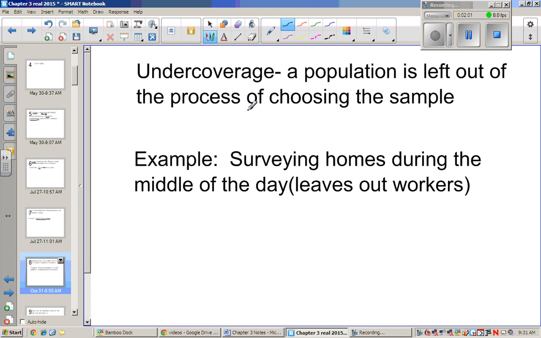Now, undercoverage is a big problem where a population is left out of the process in choosing a sample. One example would be surveying homes during the middle of the day, and that leaves out people who are working during the day. You might have the same problem when you survey homes at night. You're going to leave out people who work at night. Or sometimes they use phone numbers, and if somebody doesn't have a phone number, they're left out of the survey. So we want to make sure we cover everybody in the population, or else it won't be representative.